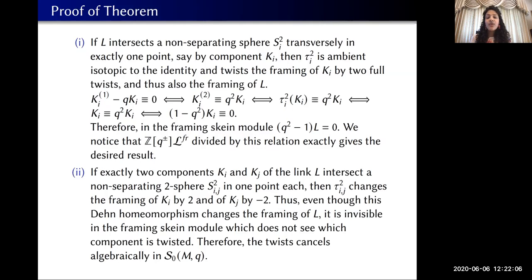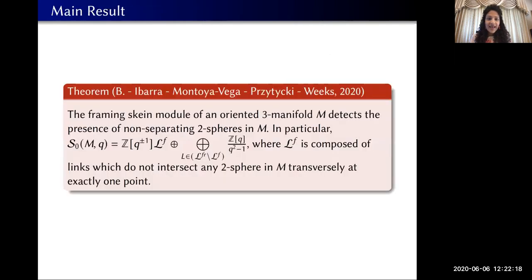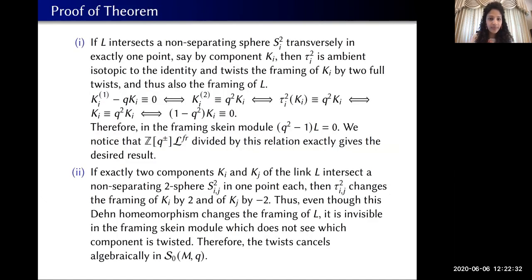this is invisible in the framing skein module, which does not see which component is being twisted. And therefore these twists cancel out algebraically in the framing skein module. So what we actually need is that LF should only be composed of links which do not intersect any 2-sphere in M transversely at exactly 1 point, and not 2 points. So this completes the proof for the structure of the framing skein module.